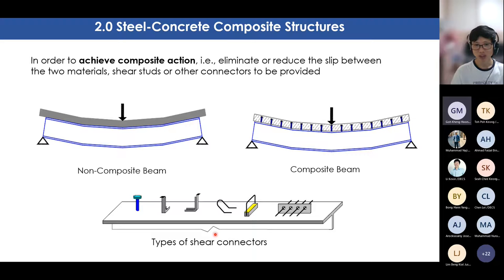We have many types of shear connector. The first one is the most commonly used: the shear stud. Then we have the angle and the loop, depending on the capacity we need. But for a normal residential or commercial building, the shear stud is good enough. The loop on the right-hand side, maybe they use it in bridges, where they need higher capacity.